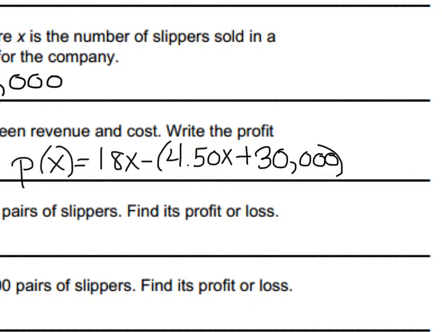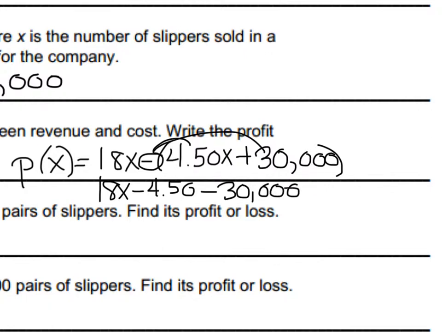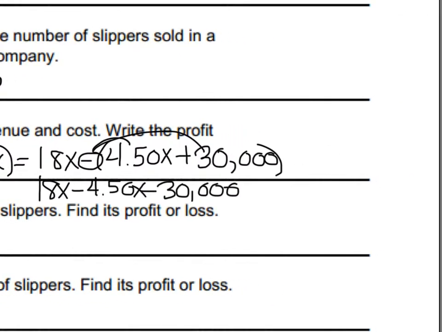So let's go ahead and simplify this. Keep in mind we got that minus, so we're going to be distributing a negative. So I have 18x minus $4.50x minus 30,000. Oops, forgot the x there. 18x minus 4.50x, those are like terms, so we can go ahead and combine them.